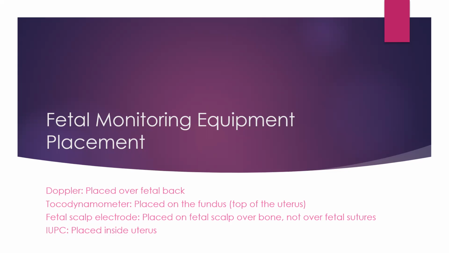And then the intrauterine pressure catheter, again, is placed up inside the uterus. So right next to the baby's head, not on it or in it, right next to it inside the uterus.